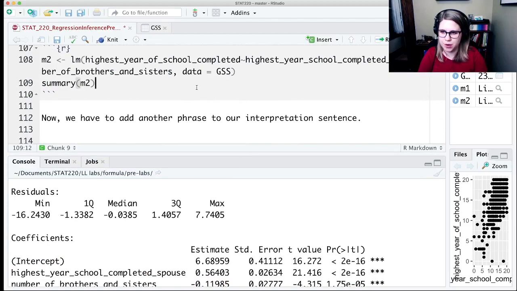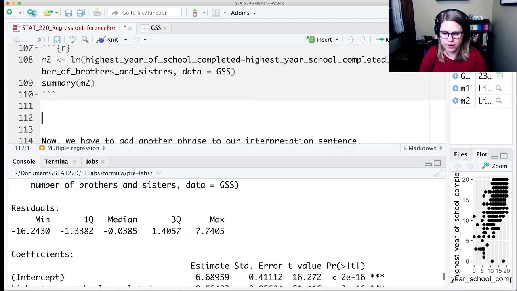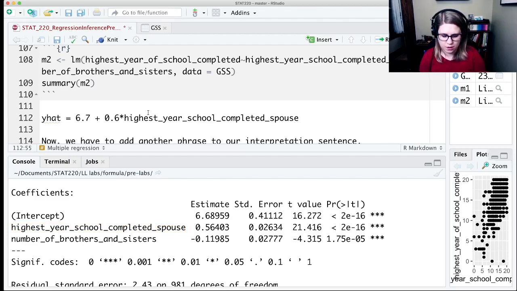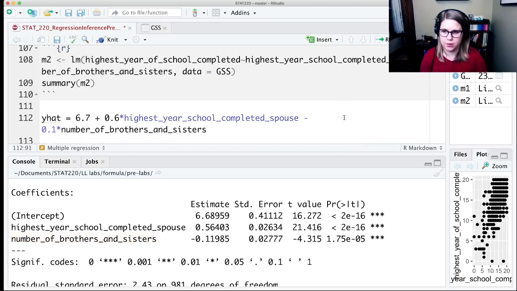So if I needed to, I could write out the equation here. I could either do it kind of in a sentence, or I could get some of that fancy LaTeX code like I had before. Maybe I'll just do it as a sentence. So I'm going to say y hat is equal to 6.7, I'm going to round, for the intercept, plus 0.6, all rounded, times highest year school completed spouse, minus 0.1, all rounded, times the number of brothers and sisters. So I could do that.